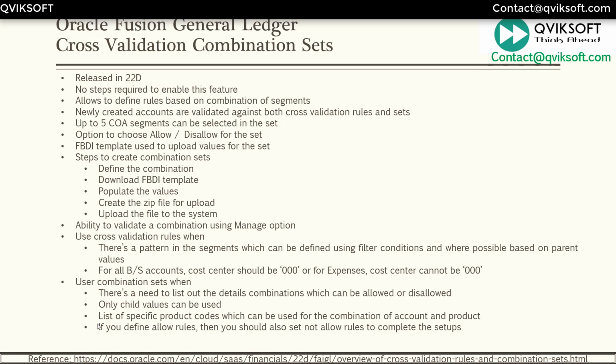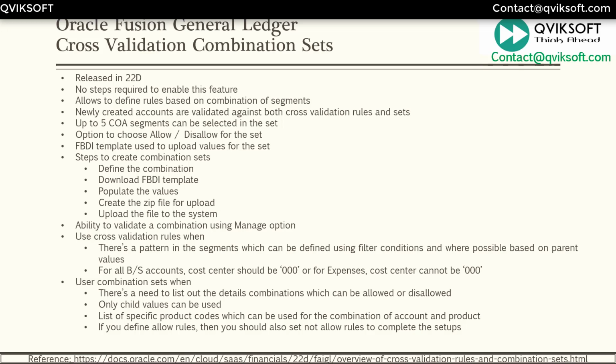An example could be a list of specific product codes which can be used for the combination of account and product. You can give the detail if required. You can also define allow rules, saying this thing is allowed. Then you should also set not-allow rules to complete the setup. What does this mean? If you say these 10 are allowed, and you don't define the other 90 value combinations as not allowed, then it's as good as there's no cross validation for those. People can use them or not use them. So if you want to say these are allowed, then you have to set all the others as not allowed. Otherwise, the system will not do any validation, unless you don't require any validation for the others, then it is fine.